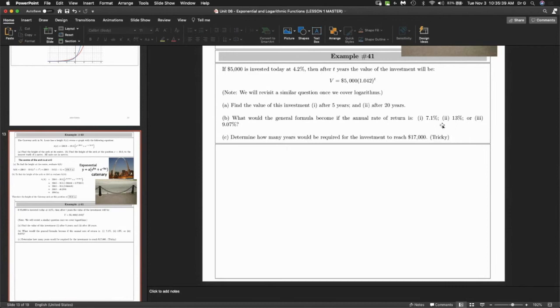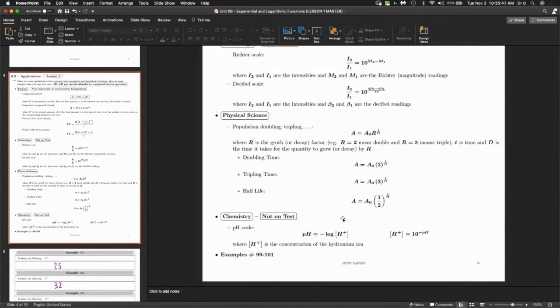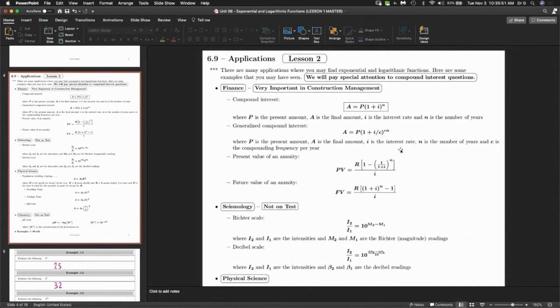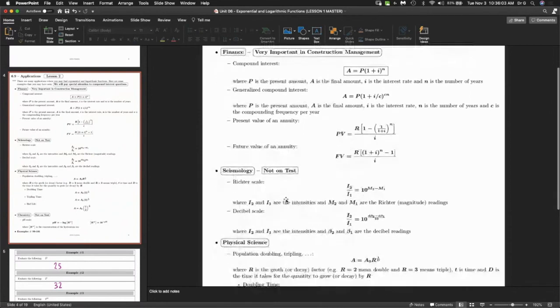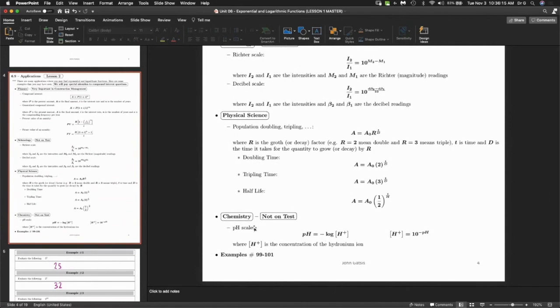Anyway, we're going to cover these examples here, but let's talk about formulas briefly first, because I said that you need to know that formula. So if you go to the notes on page 4, this is our booklet on page 4, I've made a very comprehensive list of applications of exponential and logarithmic functions. So we have here finance, we have seismology or earthquakes, measurement and study of earthquakes, physical science like doubling and half-life and tripling, and then finally some chemistry. These are ones that in construction management you potentially might encounter depending on what your specific focus is. However, for this course, if you do get a question involving formulas like this, I will give you the formula. If it's any of these things here that you see, I would give you these formulas.